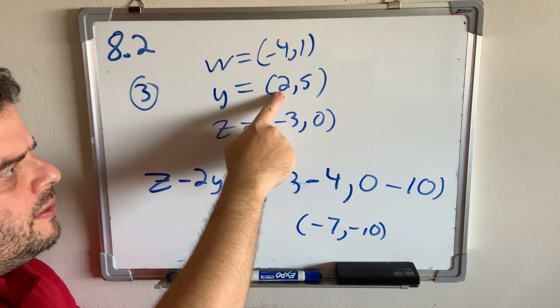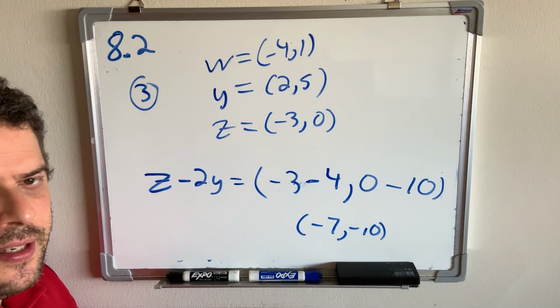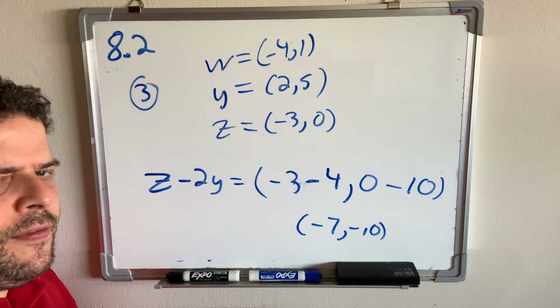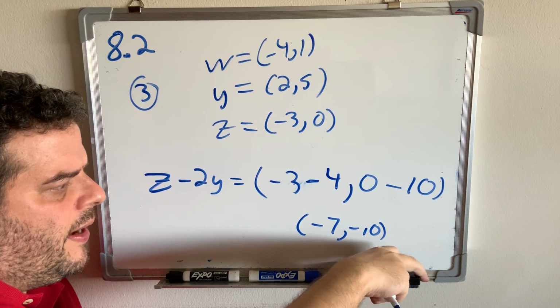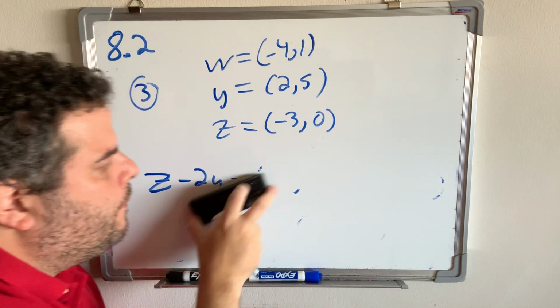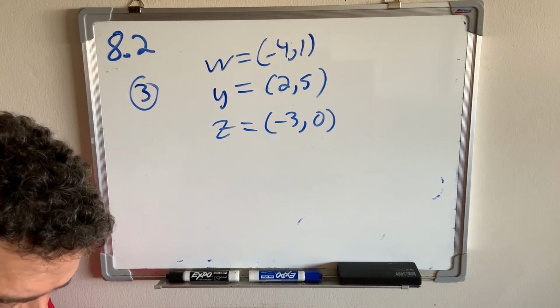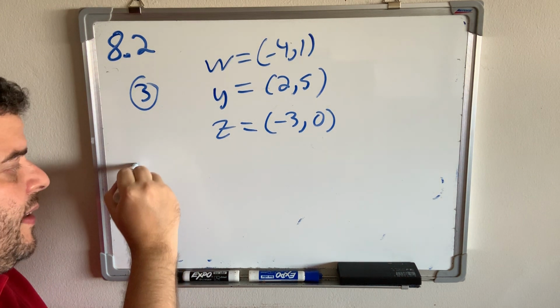Negative 2 times 2, negative 4. Negative 2 times 5, negative 10. I just like writing my signs beforehand, but either way it's fine. So that would be example 3, the B. Now let's go over example 3. That's pretty much it. I'm going to do 3A just in case.